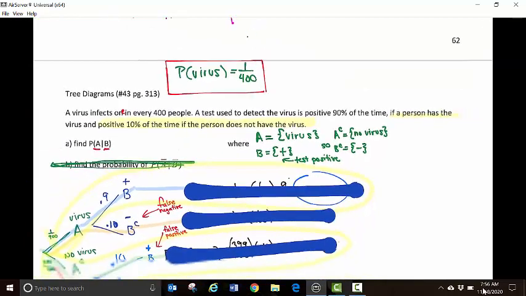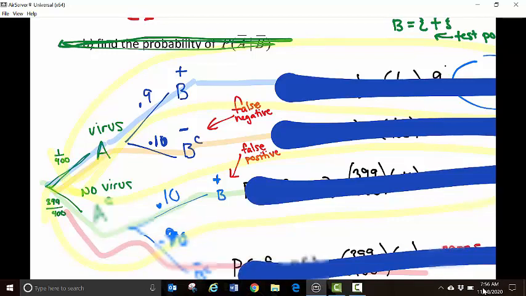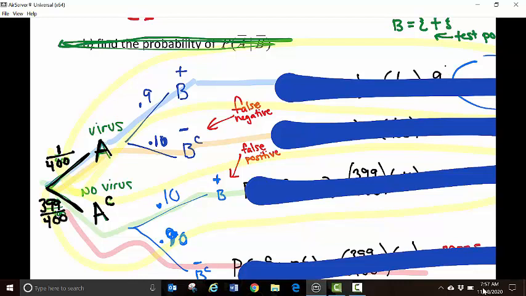Okay, so here's how you do the tree. You try to think of all the different ways to do it. So don't worry about the highlights yet. This is what you're drawing. You okay? Draw a little V right here. A for virus and A complement is no virus. The chance of having a virus is 1 out of 400, which means the chance of not having the virus is 399 out of 400. So that's the first thing you figure out. Do they have the virus or not?